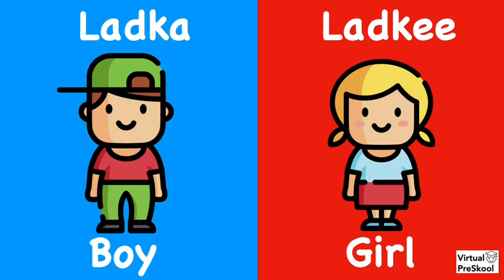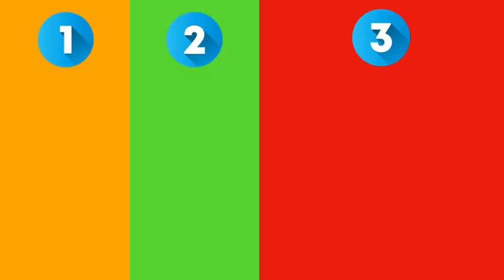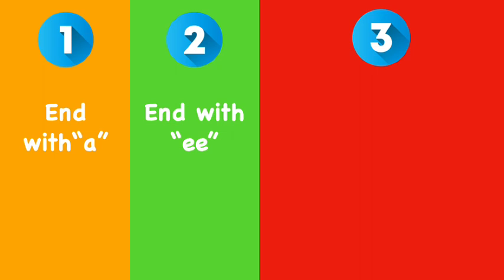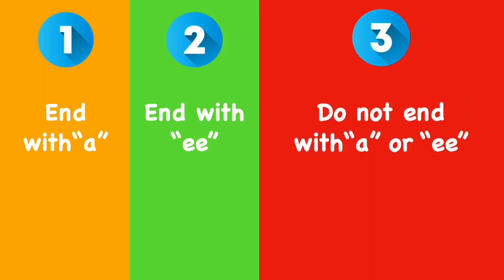Now, ladka and ladki are nouns, right? But guess what? Inflection applies to nouns, and it can also apply to adjectives. Today we are talking about color words, which are adjectives. There are three groups of color words in Hindi. There are the ones that end with an a sound, the ones that end with an e sound, and the ones that don't end with either one. They don't end with a or e.